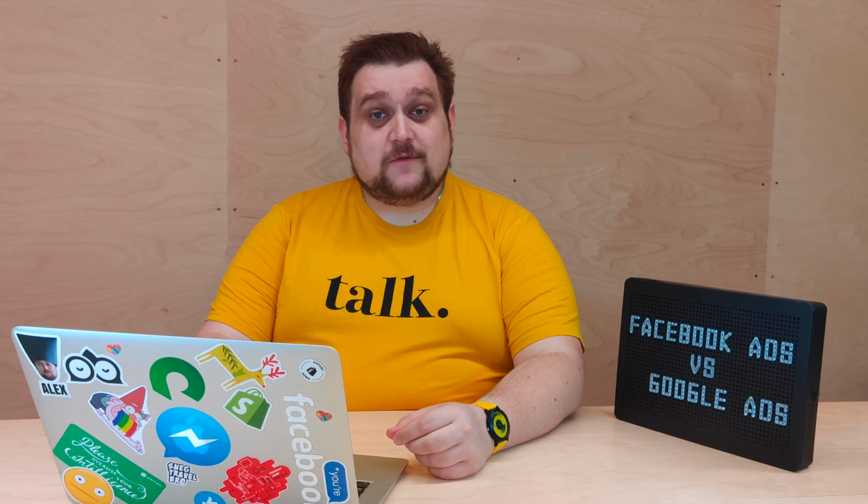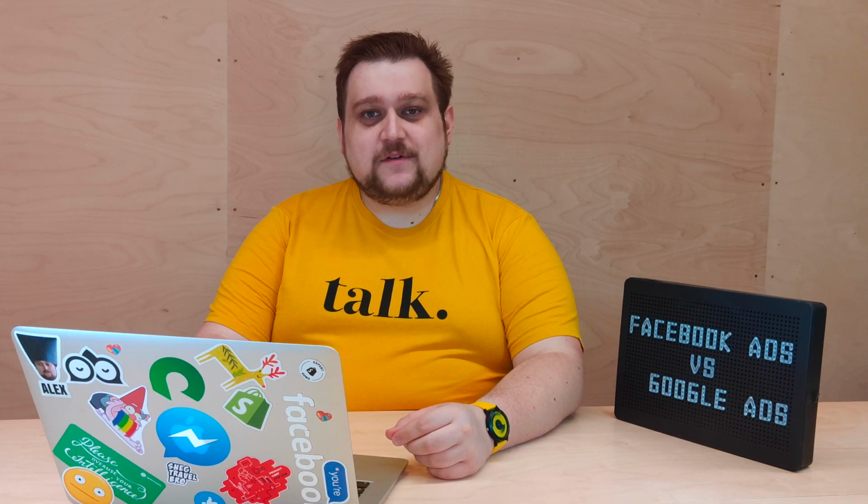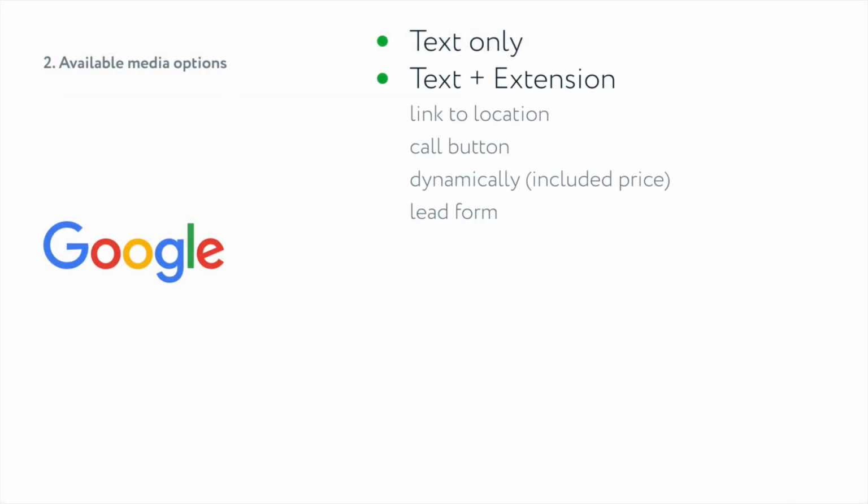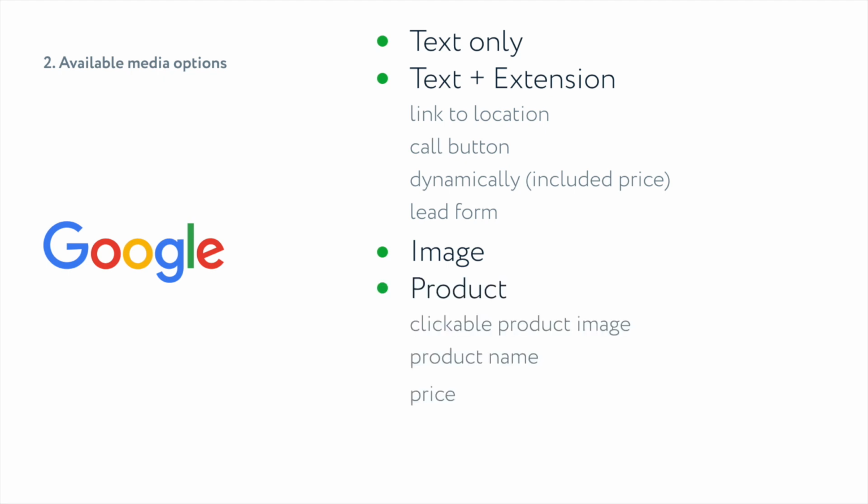Depending on the placements and formats you go for, Google Ads can feature text only, or text plus extension. These can have a link to location, call button, dynamically included price, and even a lead form. Image or animation. Product, this includes the clickable product image, product name, and price. Video, including native videos right from your YouTube channel, and rich media, playable demos, and other forms of interactive content.